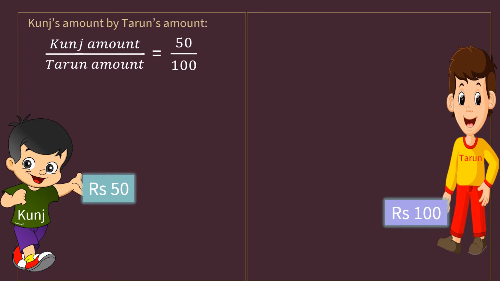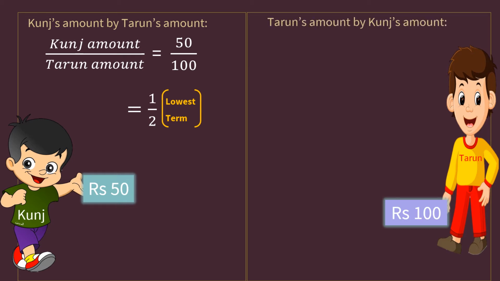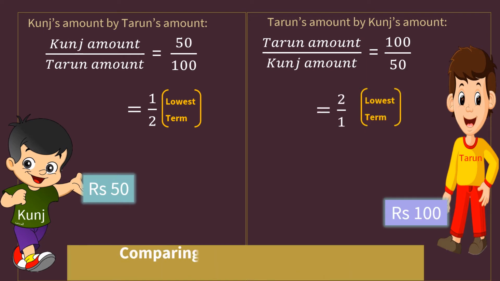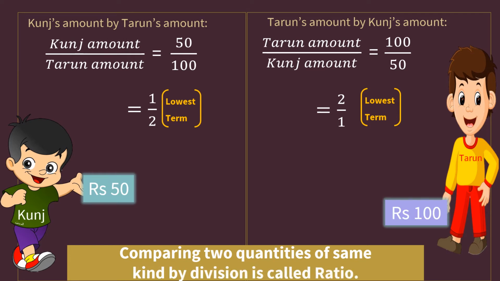Now simplify. 50 ones are 50 and 50 twos are 100. We get 1 upon 2 in lowest terms. And if we are comparing Tarun's amount by Kunj's amount, we write it as Tarun's amount by Kunj's amount, that is 100 upon 50. Now simplify. We get 2 upon 1 in lowest terms. So comparing two quantities of the same kind by division is called ratio.